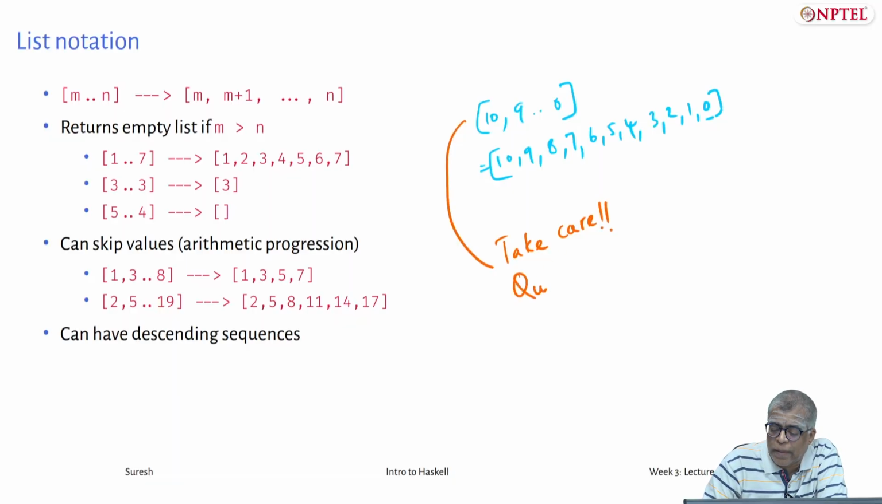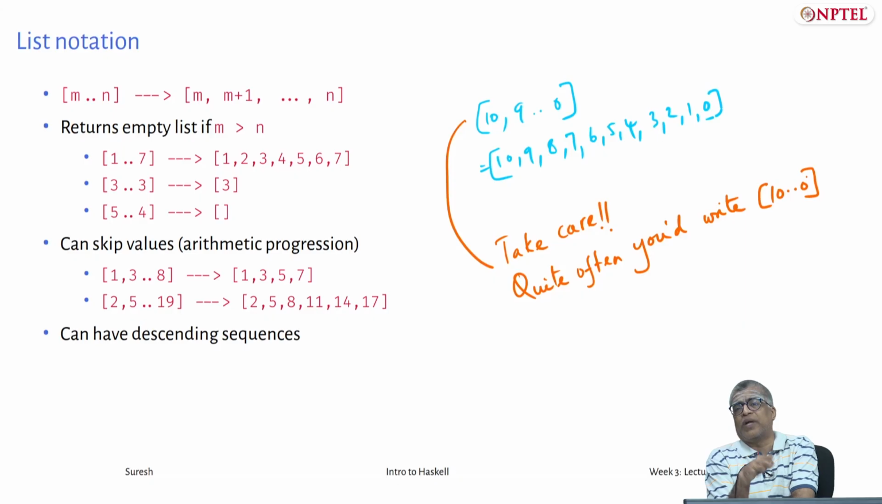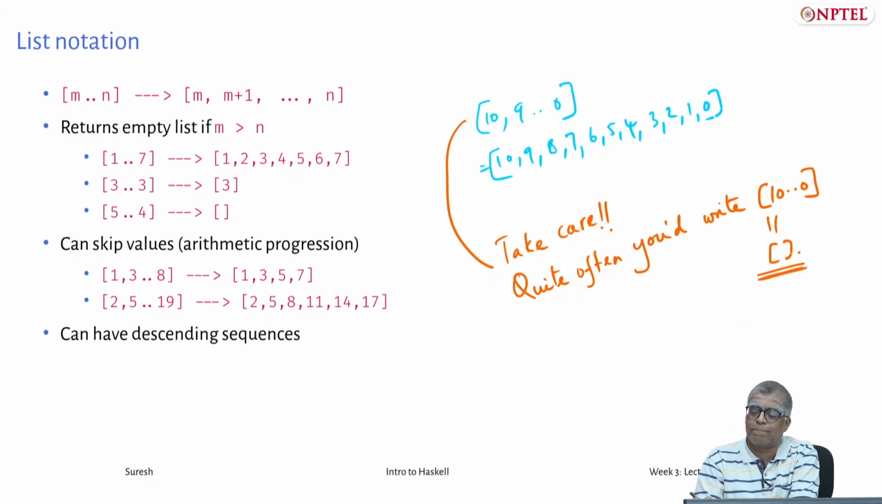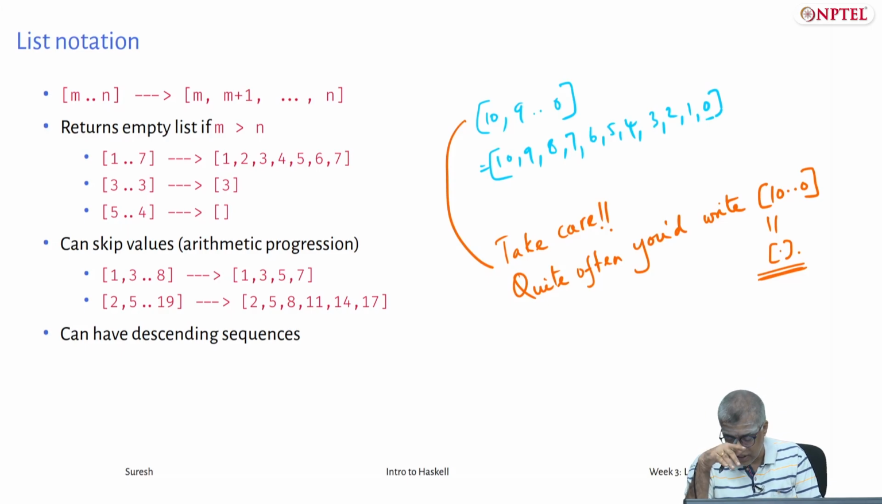Quite often, you would just write 10 dot dot 0, thinking that you will get all numbers from 10 to 0, but this will give you an empty list instead. So if you want a descending list, you should remember to put the second element. Just putting 10 dot dot 0 will just give you the empty list.